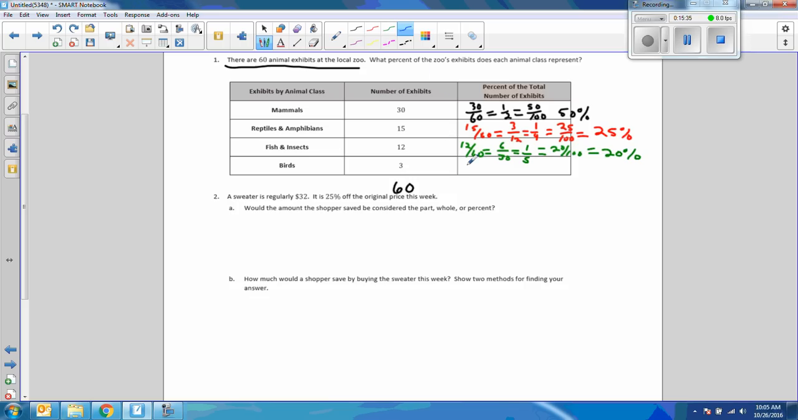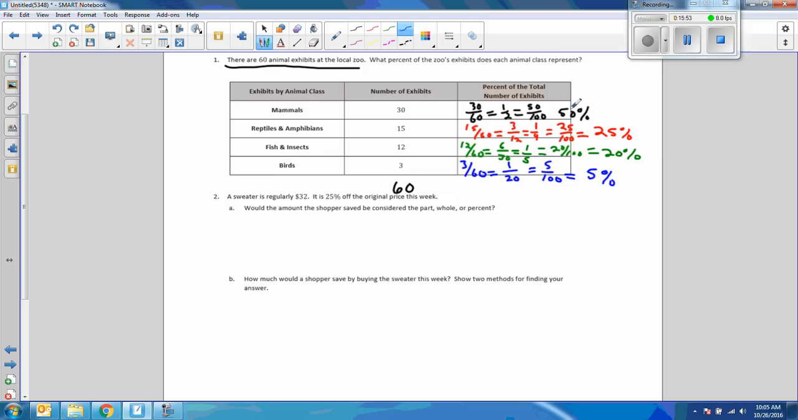Use blue. 3 divided by 60 reduces to 1 over 20. Well, 20 will go into 100 5 times. So that's 5 100ths. So that is 5%.